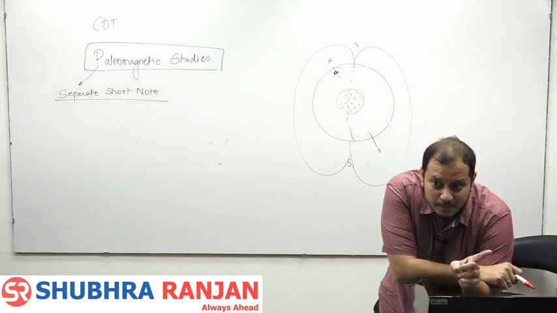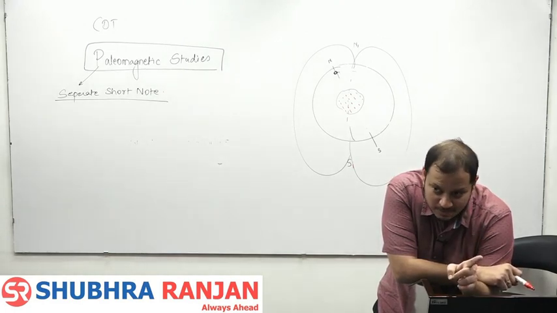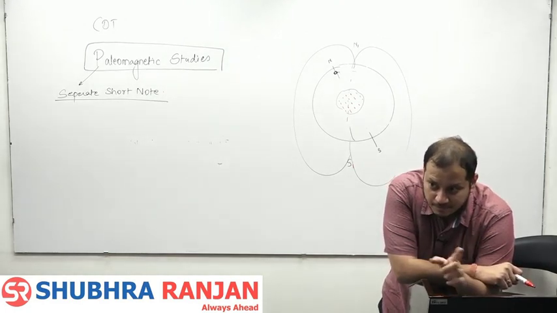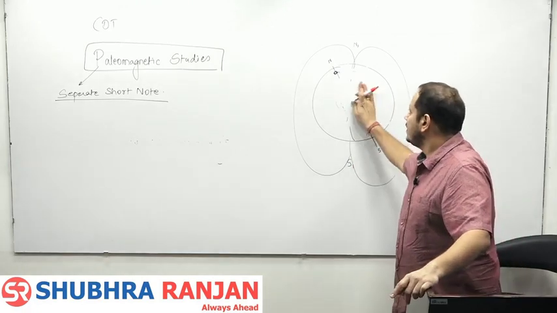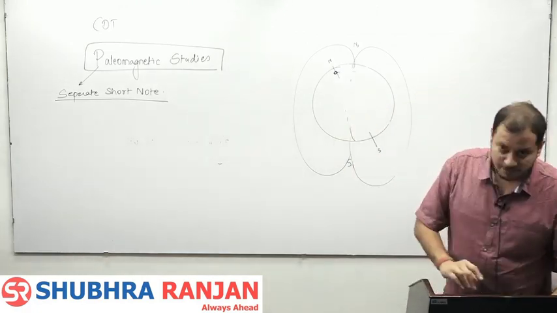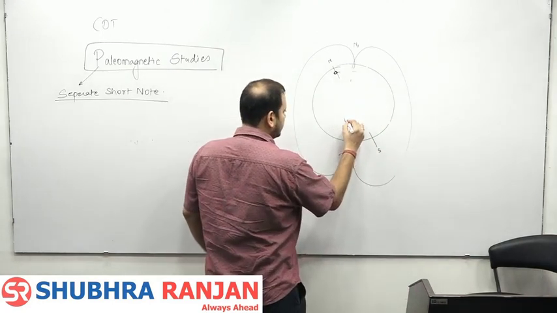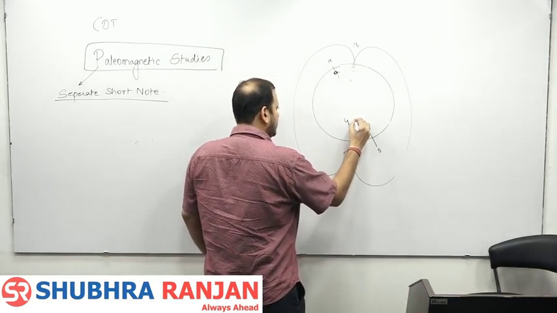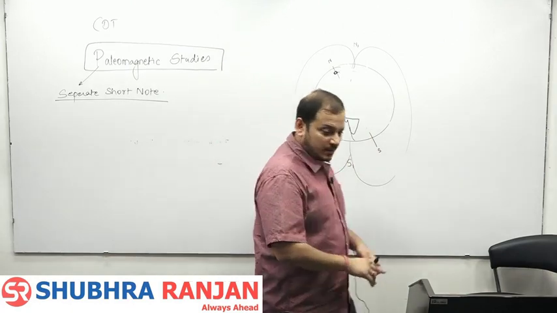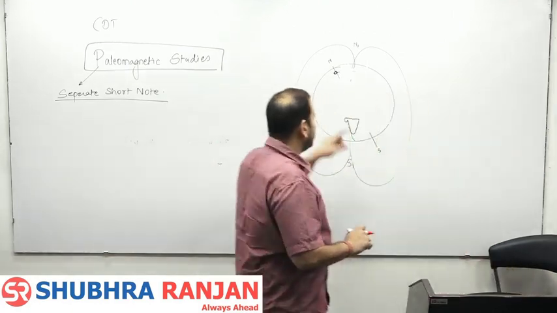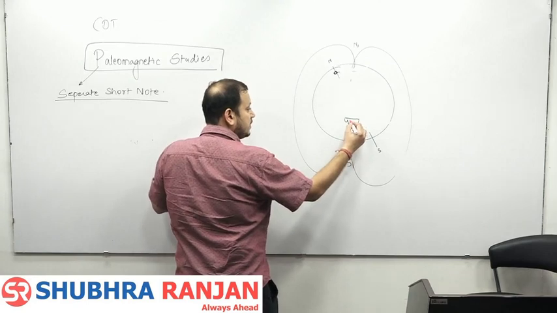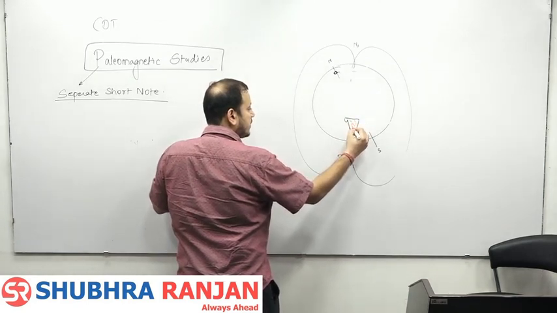A magnetic pole may be the same in some of the rocks. Remember, the magnetic pole may not shift. But suppose this is India, and these are the metallic minerals which are formed in India. So in the first position, the inclination of the iron ore will be this way.